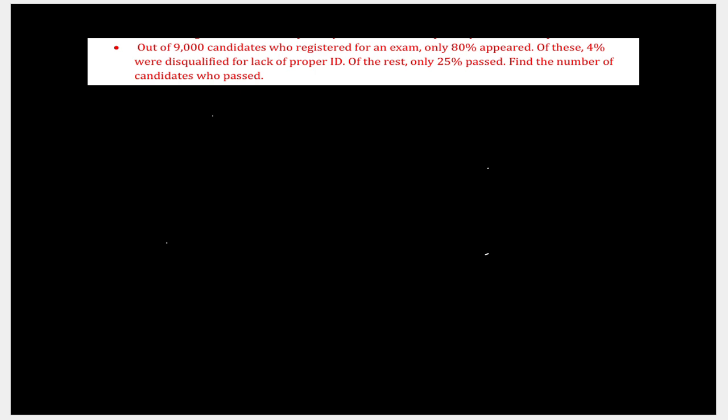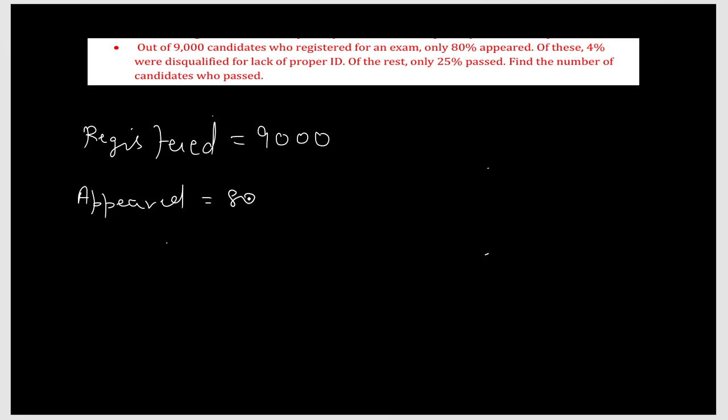So 9,000 candidates registered. So let's write down how many registered. So the registered comes to 9,000. Now, only 80% appeared. So now appeared will be 80% of 9,000. 80% of 9,000 appeared. So that comes to 7,200.